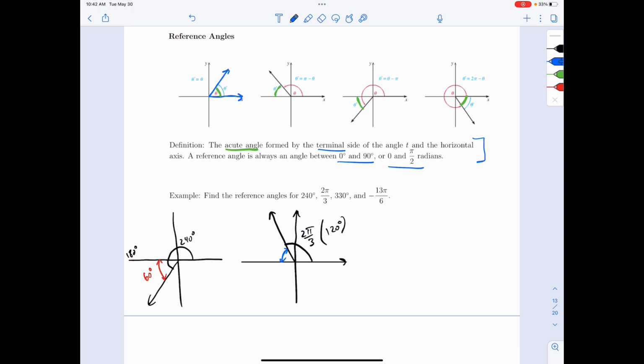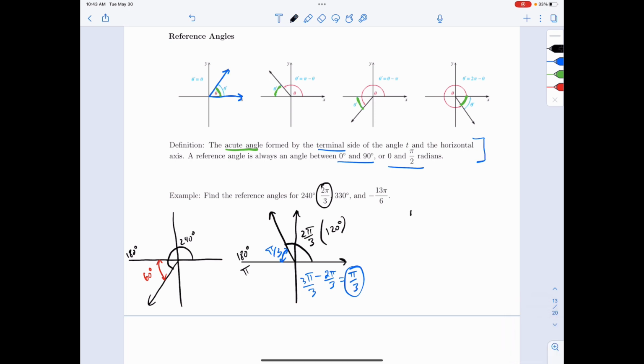Halfway around the circle, once again, is 180 degrees, or pi. Since our initial angle, 2 pi over 3, is in radians, we want to give the reference angle in radians. If you're not sure how to do this, we know that halfway around the circle is pi. So I'm going to subtract 2 pi over 3, get a common denominator, and I'm left with pi over 3 as the reference angle. So this angle in here is pi over 3.